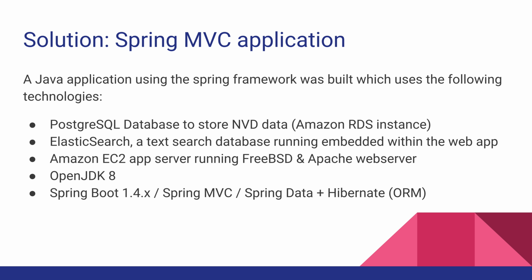So I built an application using the Spring framework in Java, which uses a Postgres backend database in Amazon, and an Elasticsearch instance for text searching, which is an embedded text search engine that Spring Data Elasticsearch allows you to use. I had an existing Amazon EC2 instance web server in Apache, so I spun up a new app server that's running FreeBSD 11.1 release and OpenJDK 8, and the Spring Boot application that I've built is a self-contained jar file that includes an embedded Tomcat, and it runs with Spring MVC and Spring Data plus Hibernate.